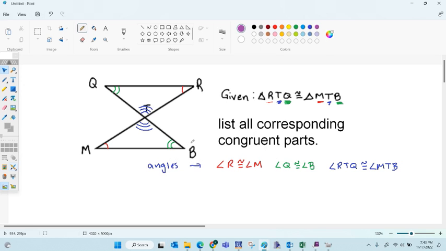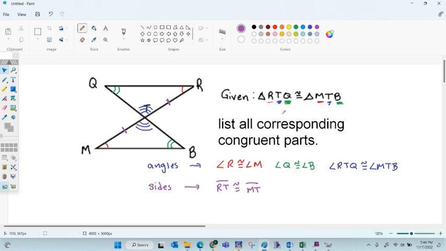The other thing that we need to list are the corresponding sides. Okay. Now when we start thinking about the corresponding sides, we can let our labels help us. This tells us that RT goes with MT. Here's MT. These are the corresponding sides. Sides are segments, so please be careful to label them correctly. Segment RT is congruent to segment MT.